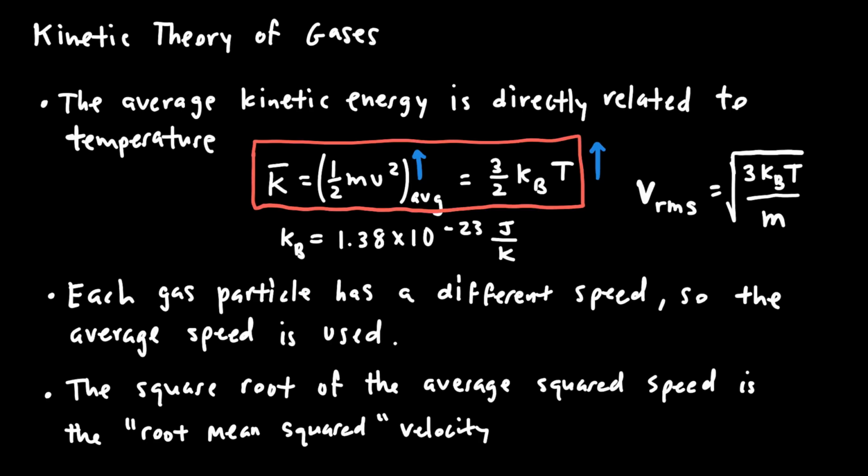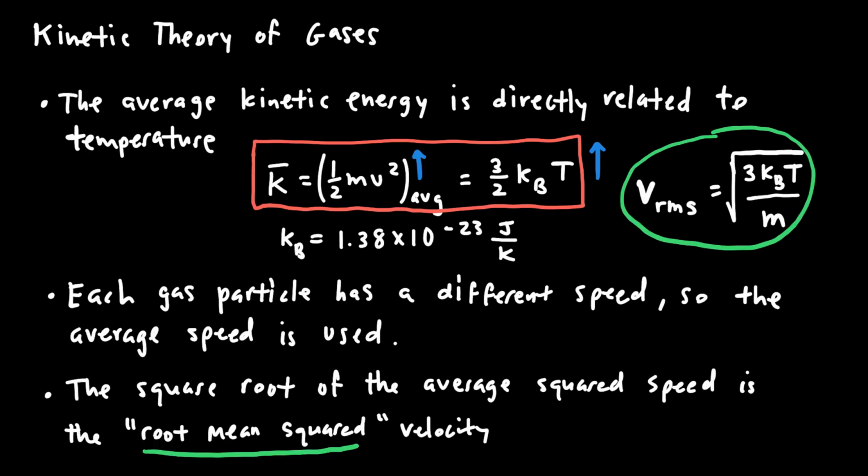But since in the kinetic energy equation the speed is squared, one of the things that we do is we take the square root of that speed to define a quantity which we call the root mean squared speed, or the root mean squared velocity. And we solve for the square root of that squared average speed. We get the equation that is up here on the right.